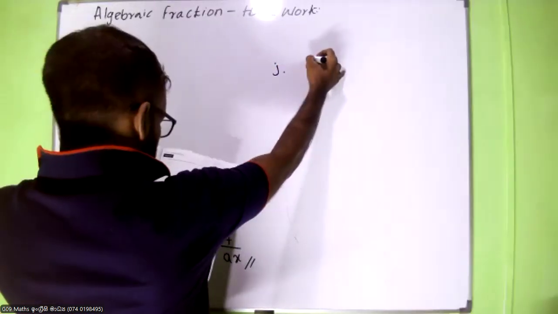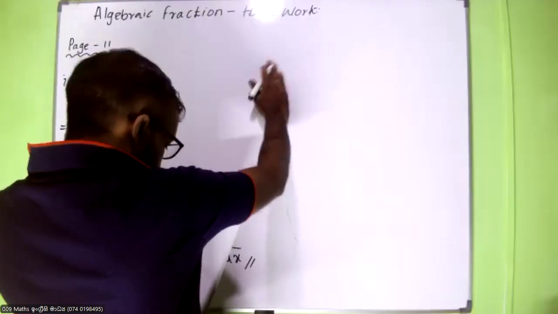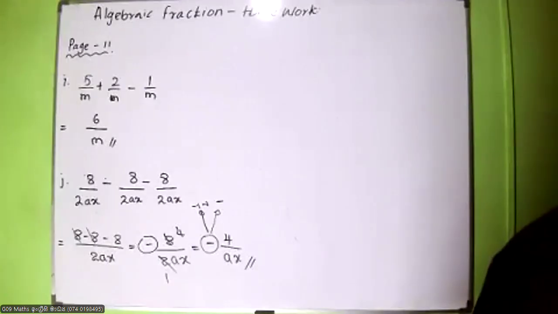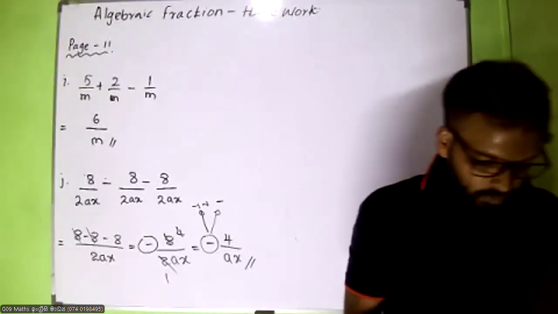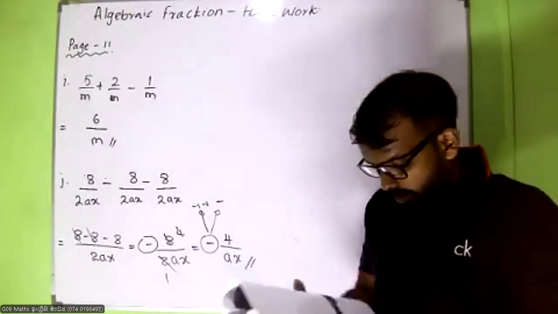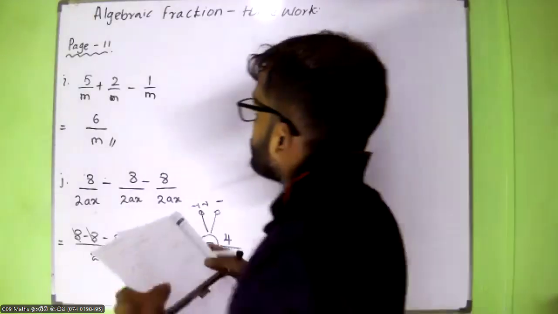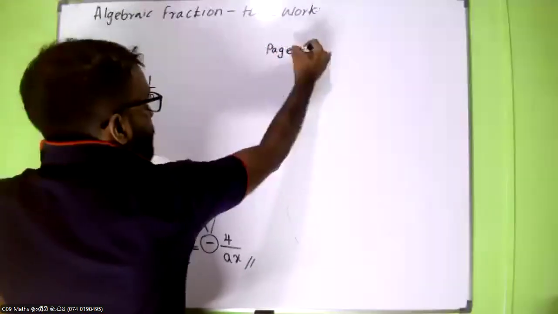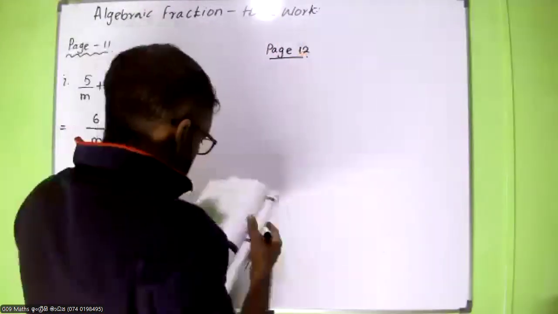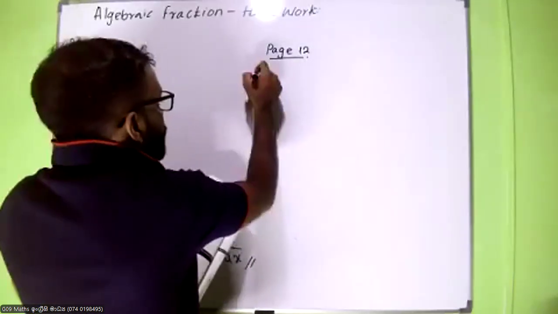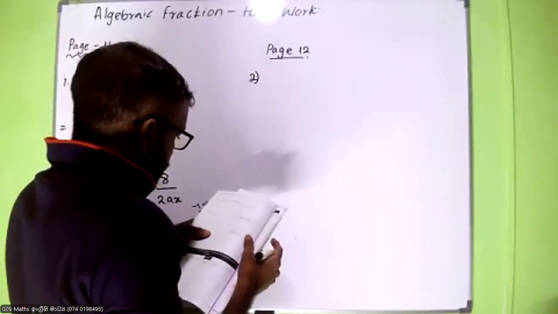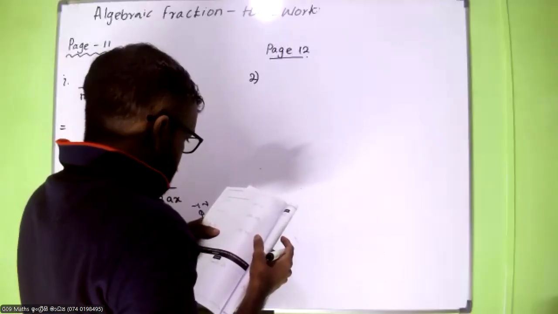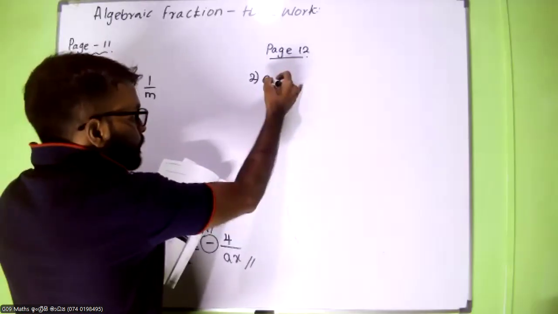So this is I. J. Yes, I have done J, right? Okay, so next page. Page number 12, right? Page number 12. Second part. Part C.